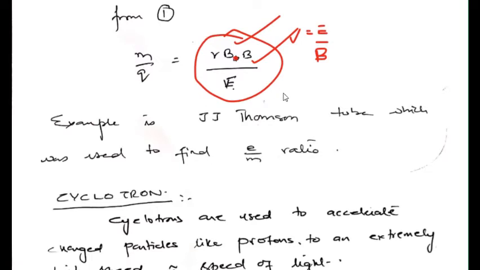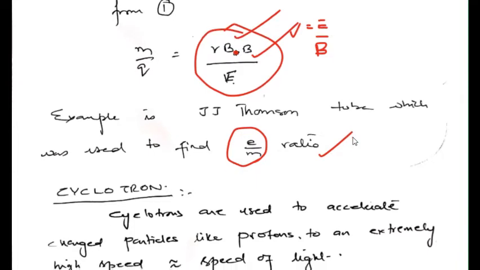The application of this is J.J. Thomson's tube, which was used to find the charge to mass ratio of electrons. The third application is the cyclotron.